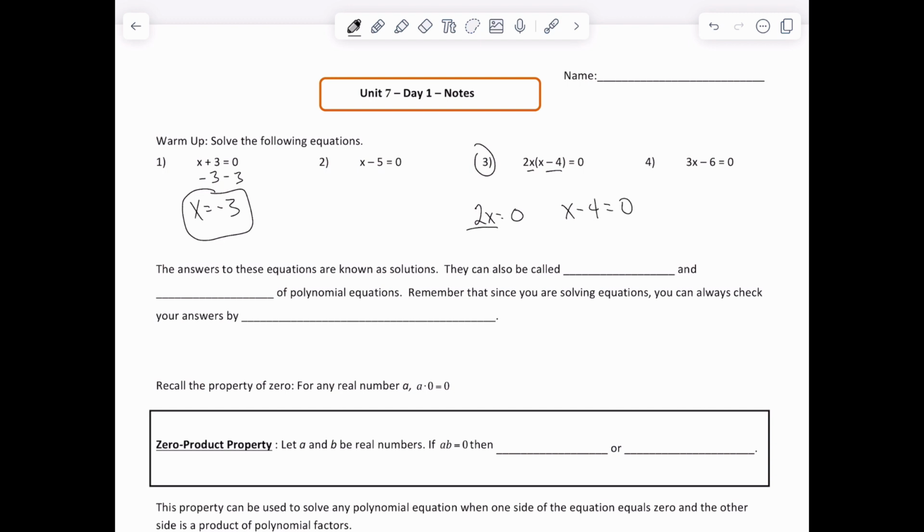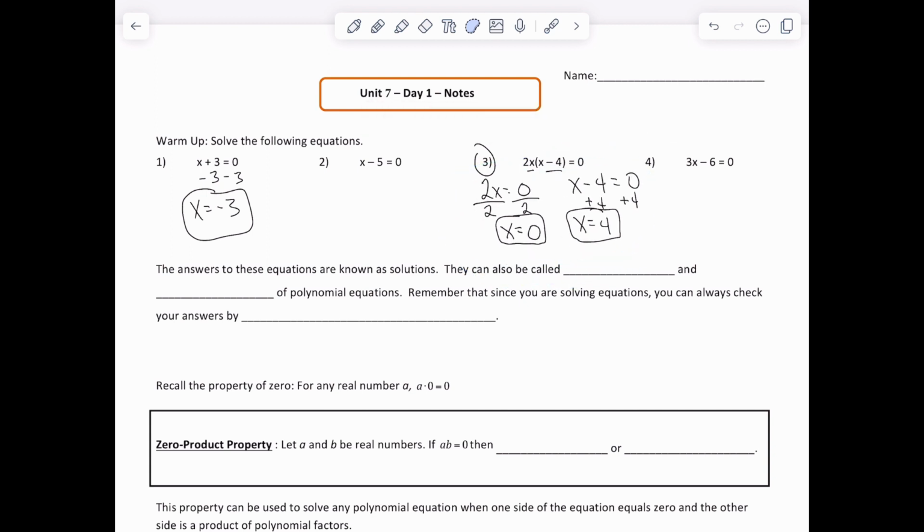Well, now this one is just divide by 2. Okay, so x equals 0 here. And this one I'm going to add the 4 on both sides. So I'm going to get x equals 4. Okay, so nothing crazy there. That is what we're going to be doing today: we're going to take factoring a step further and actually solve these things.